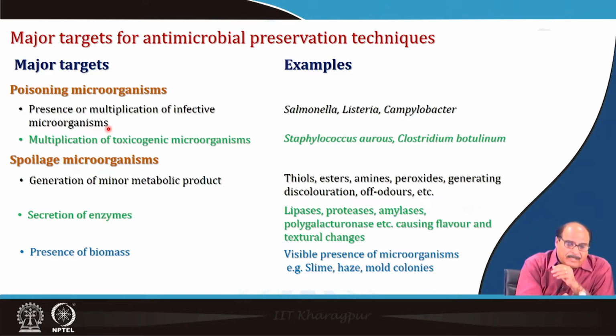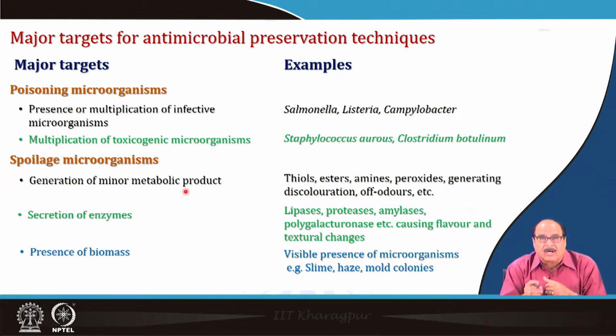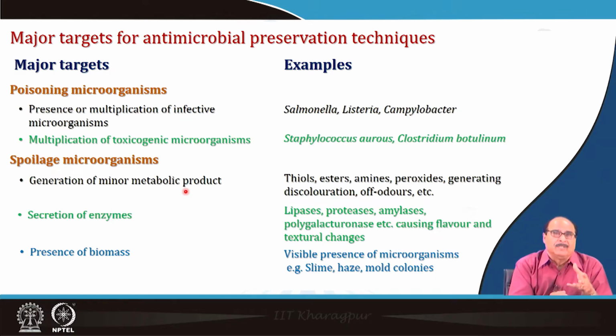Whereas the spoilage microorganisms, when they grow and multiply, may generate minor metabolic products like thiols, esters, amines, and peroxides, causing discoloration, off flavor, etc. Or they may secrete different enzymes like lipases, proteases, amylases, polygalacturonases, etc., causing flavor and textural changes. Or there may even be physical presence of biomass, like visible microorganisms, slime, haze, mold colonies, etc. Okay.